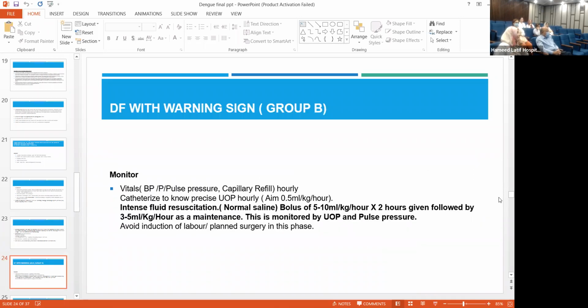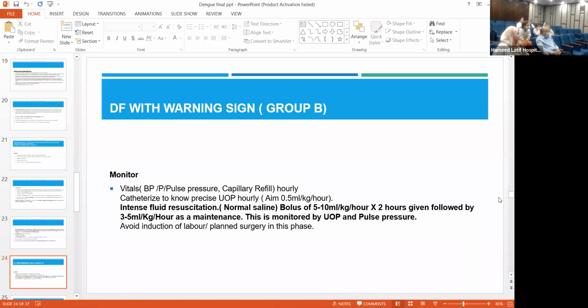Okay, so now this is if the dengue fever is present with the warning signs that I mentioned earlier, then the monitoring should be like this. Vitals should be monitored hourly. The patient should be catheterized here, like in group B, for urinary output monitoring.